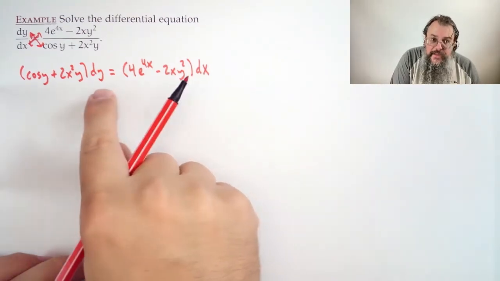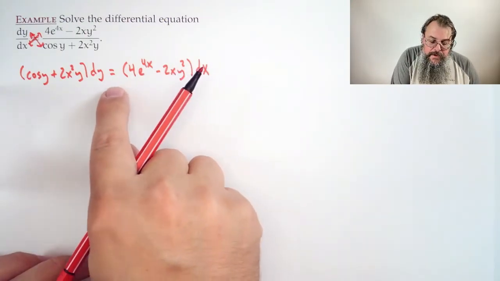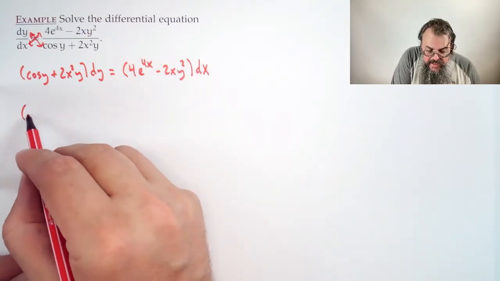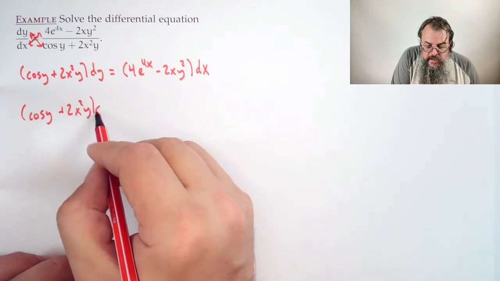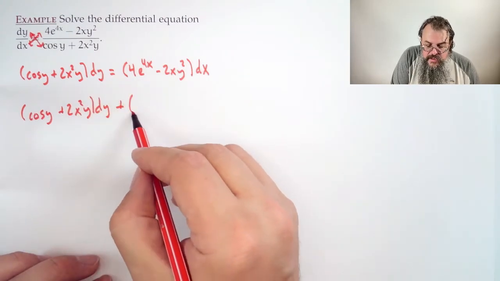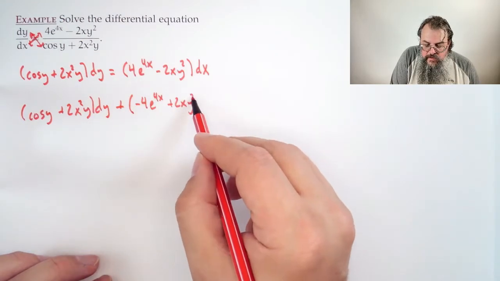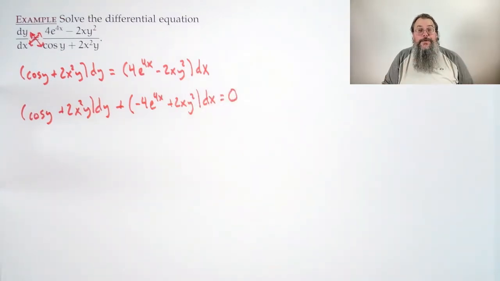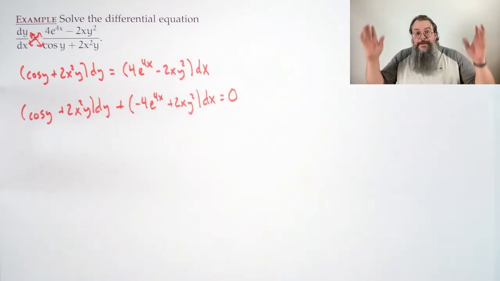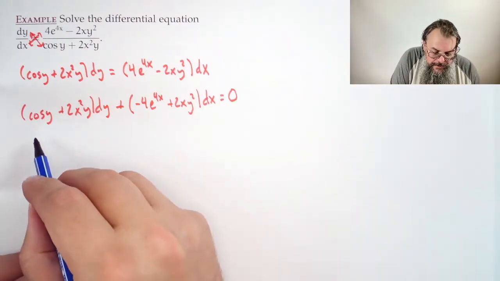So we're gonna move that across. So we're gonna subtract it. Now I could put minus, but what I'm gonna do is just add the negatives of everything. So it's cosine y plus 2x squared y dy plus minus 4e to the 4x plus 2xy squared dx equals 0. And now we're ready. We think that this should work. Well, if it doesn't, hopeless, right?